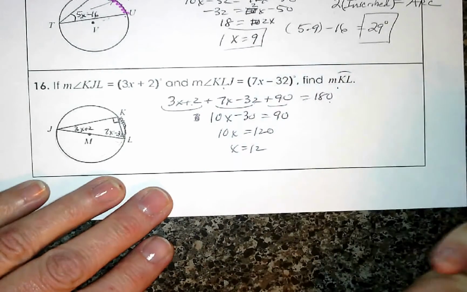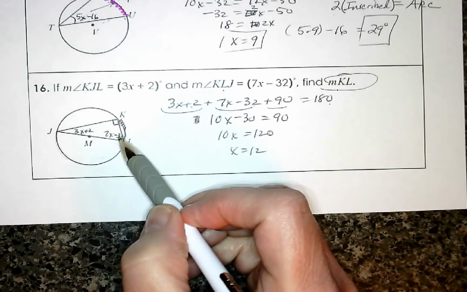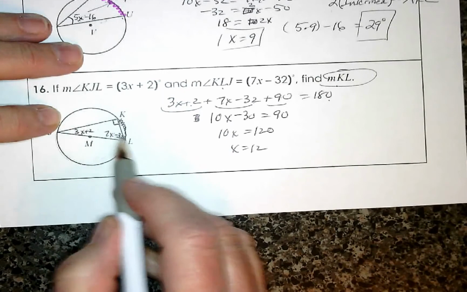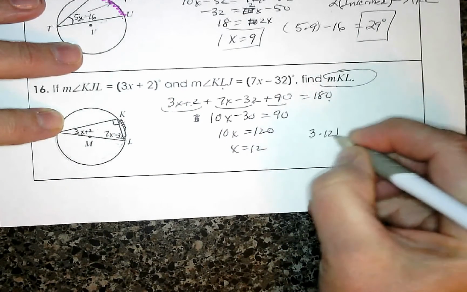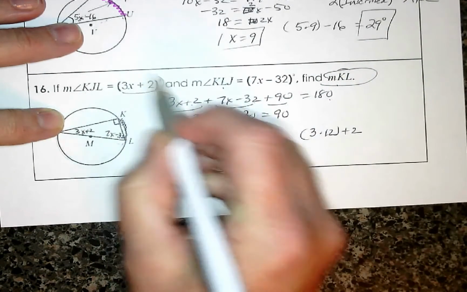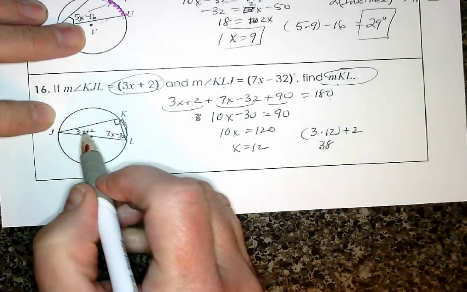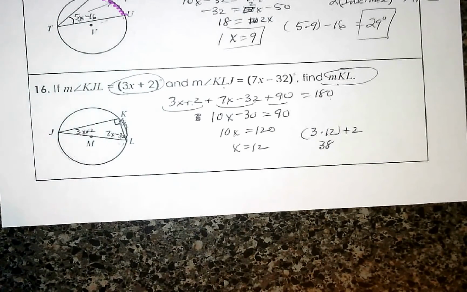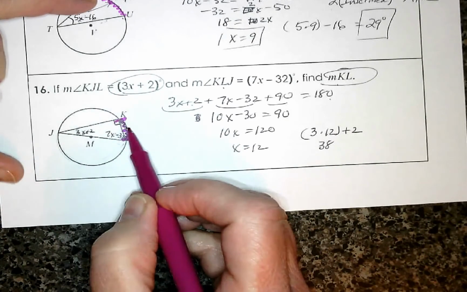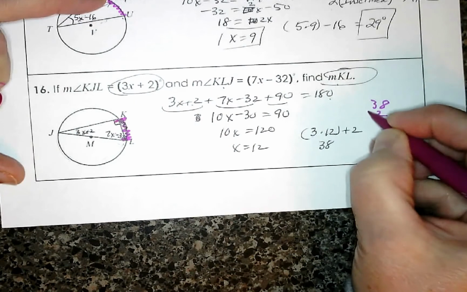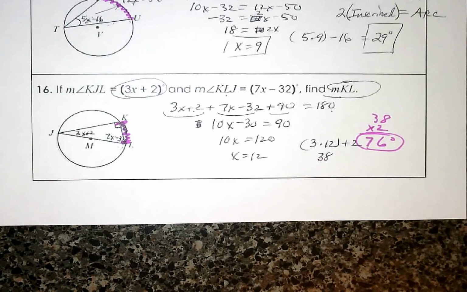But that's not what they want. They want KL. So KL is going to be what? Well, that's the arc that goes with this angle. So that angle, if I can find it, I'm going to take 3 times 12 plus 2. I'm just substituting it into that angle. So that's going to be 38. So this angle right here is 38. Its intercepted arc is KL. I'm going out, which means it's going to get bigger. So 38 times 2 is 76 degrees. And that's how many degrees that arc is going to be.